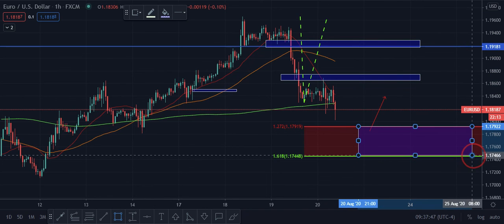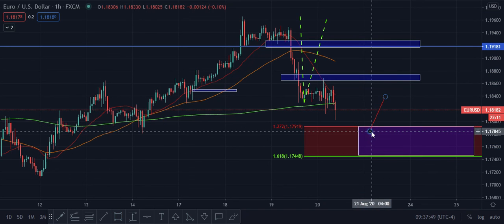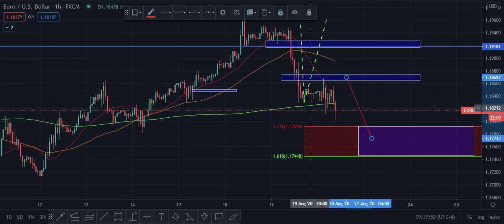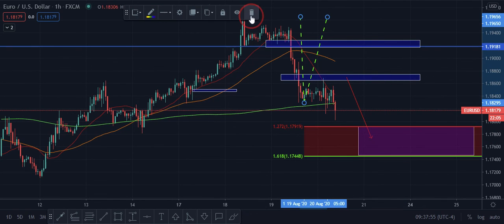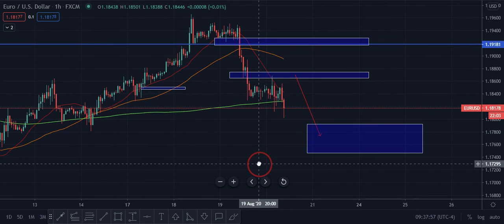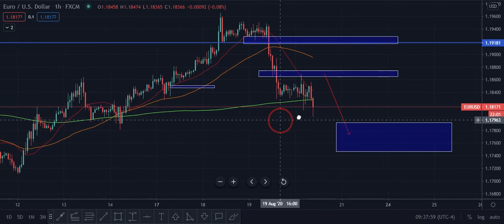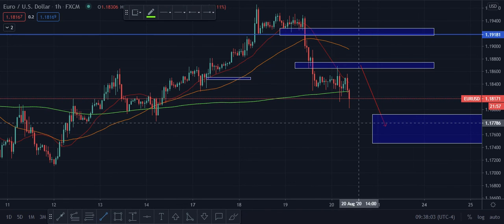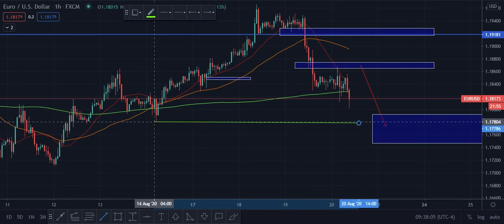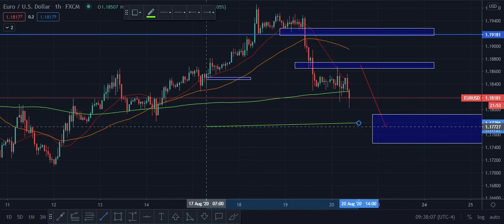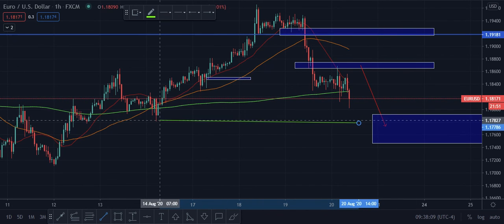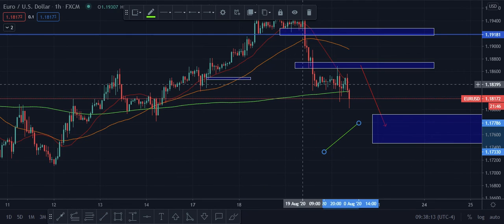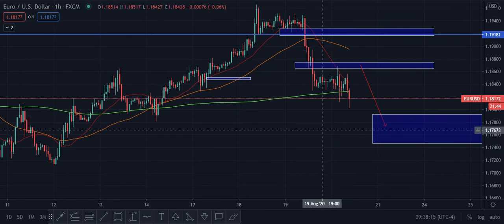All right. So here we go. Boom, boom. Take this out. Now, that's what it looked like. Okay. And if you look left, look at this all the way to here. So that's the first target. If we break this region, then we're going down to this. All right. So that's that.